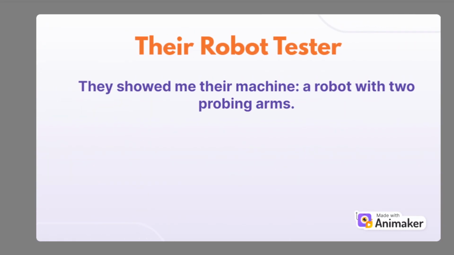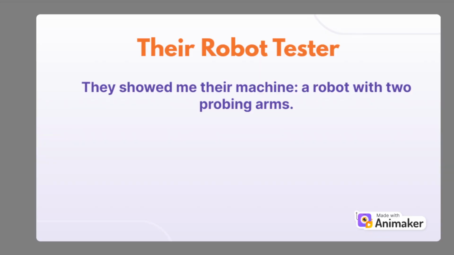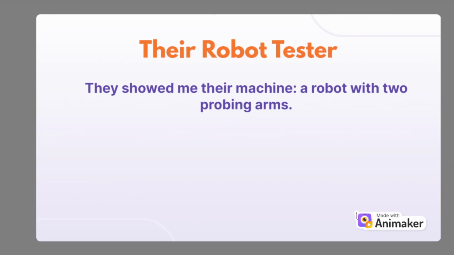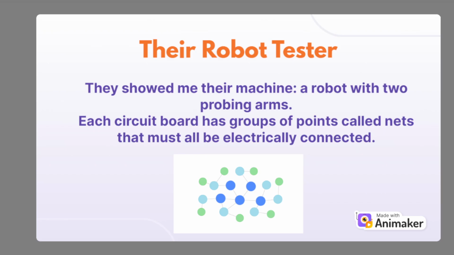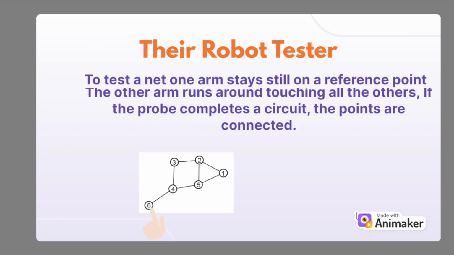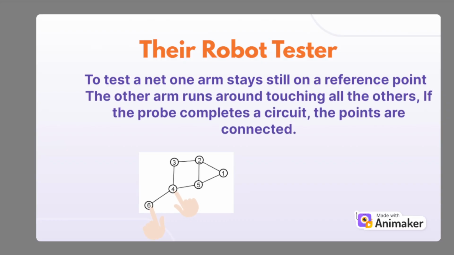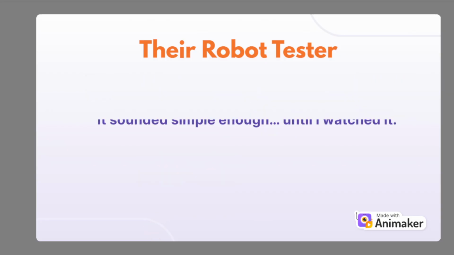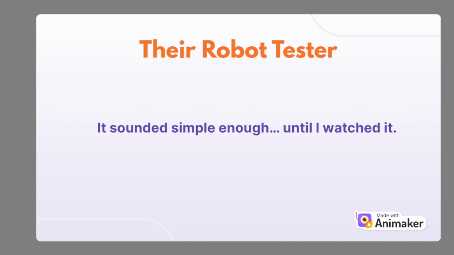They showed me their machine, a robot with two probing arms. Each circuit board has groups of points called nets that must all be electrically connected. To test a net, one arm stays still on the reference point, while the other arm runs around touching all the other points. If the probe completes a circuit, the points are connected. It sounds simple enough, until I watched it again.